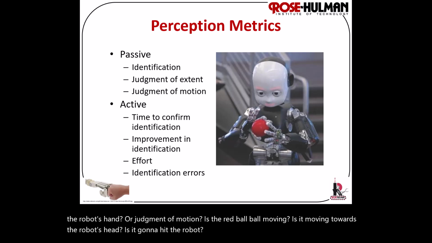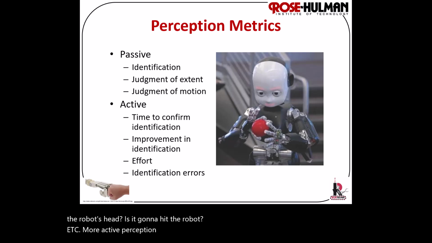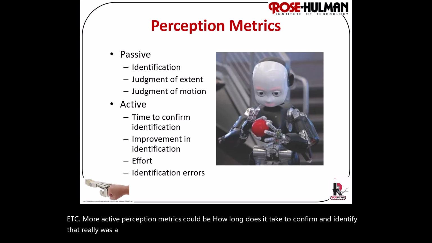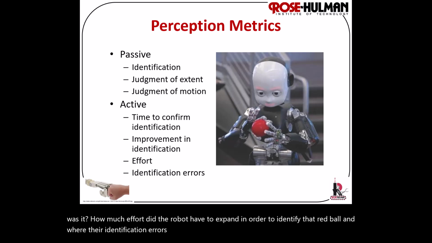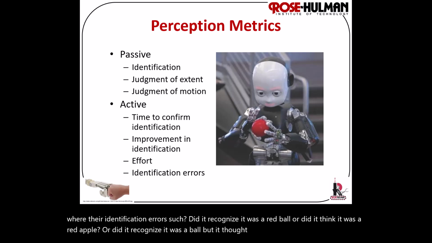More active perception metrics could be how long does it take to confirm and identify that it really was a red ball? Was there a way to improve upon that identification? How correct was it? How much effort did the robot have to expend in order to identify that red ball? And were there identification errors, such as did it recognize it was a red ball, or did it think it was a red apple? Or did it recognize it was a ball, but it thought it was an orange ball, etc.?